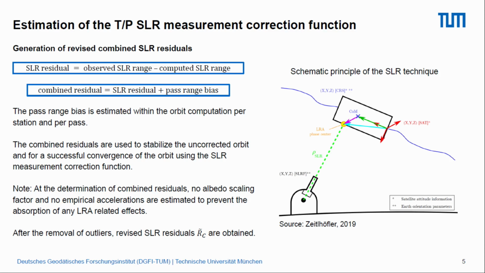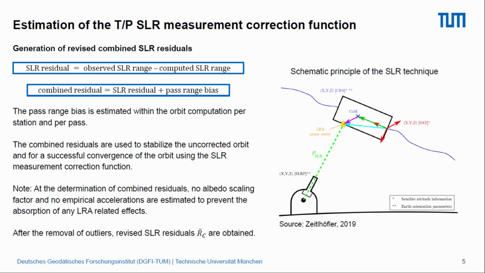Furthermore, we did not estimate albedo scale factors or empirical accelerations, because the albedo effects are acting radially, as are the range biases and also the LRA correction effect. We did not want any effect originating from the LRA to be absorbed by the albedo scale factor or any empirical acceleration.